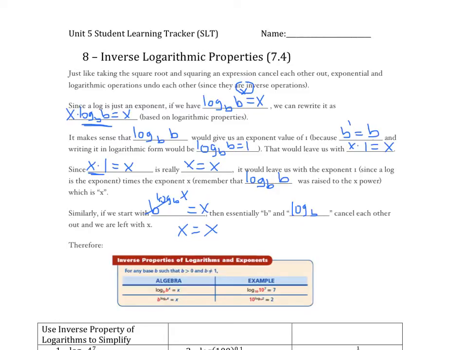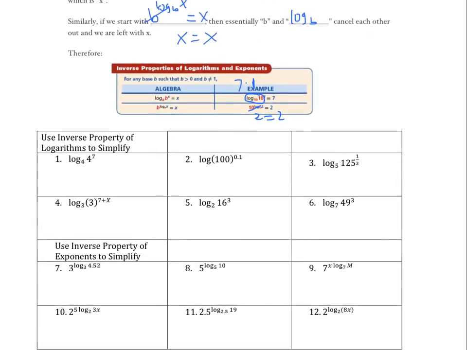So over here on the right, log base 10 of 10 actually equals 1. And when we have a power, we have 7 times 1, which is 7. And then we have 10 to the log 10 of 2, which cancel out, and I just get 2. And that does indeed equal 2. Okay, let's take a look at some practice problems.